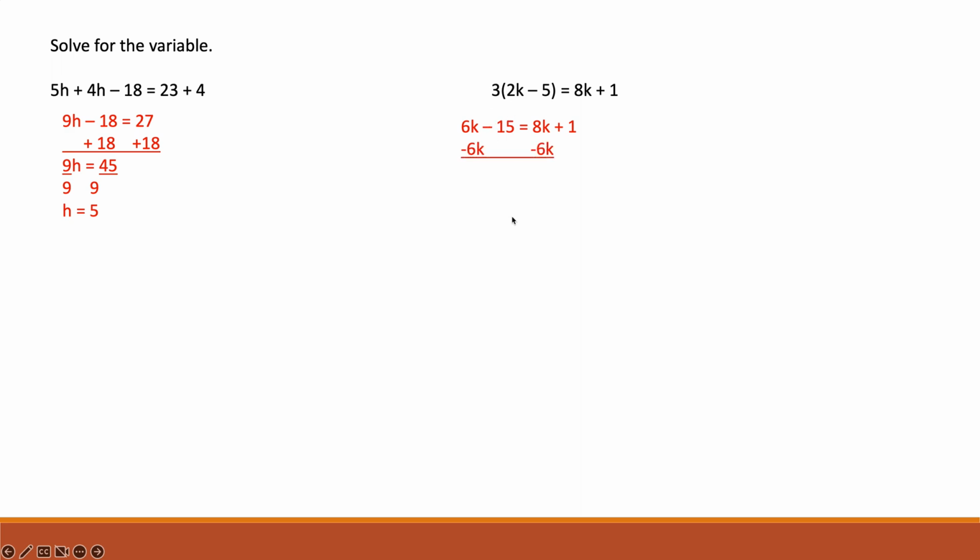So when I subtract 6k from both sides, I get negative 15 equals 2k, because 8k minus 6k is 2k, plus 1. Don't forget about this with the negative in front of the 15. That's a very, very common mistake. Subtract 1 from both sides, or add negative 1, which is actually how I like to think about it in my head. 15 negatives and 1 more negative makes 16 negatives equals 2k, dividing by 2. k is negative 8. Okay.